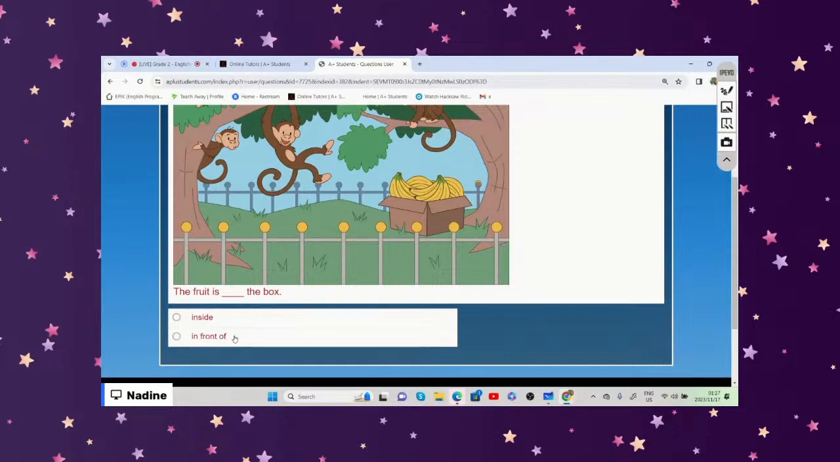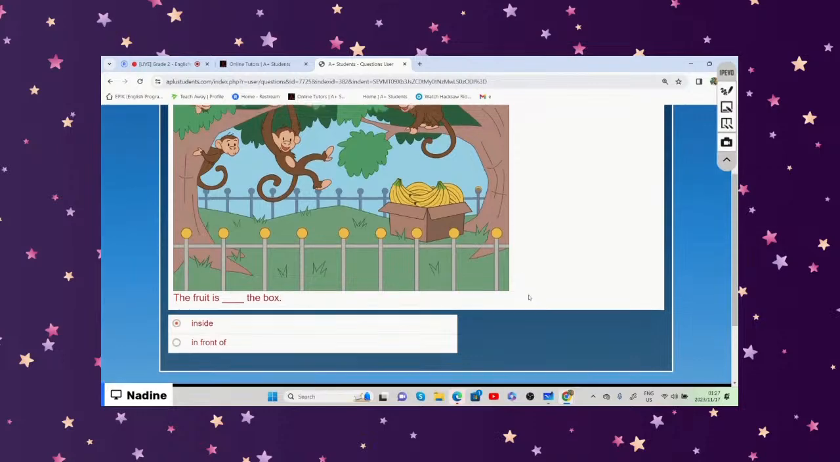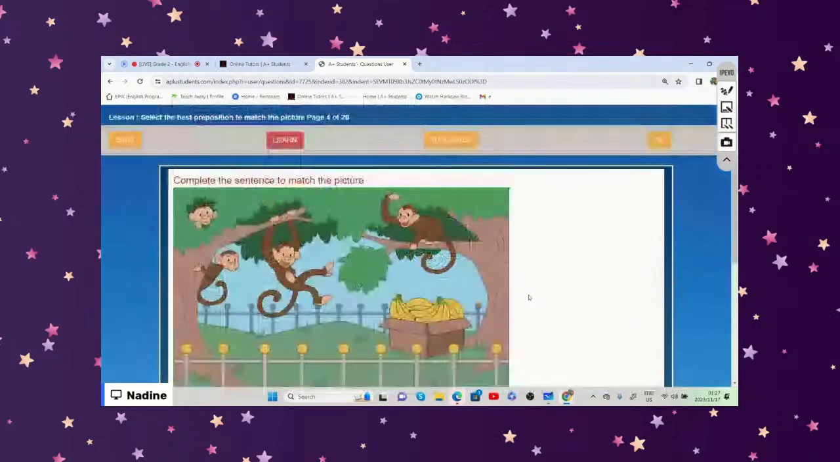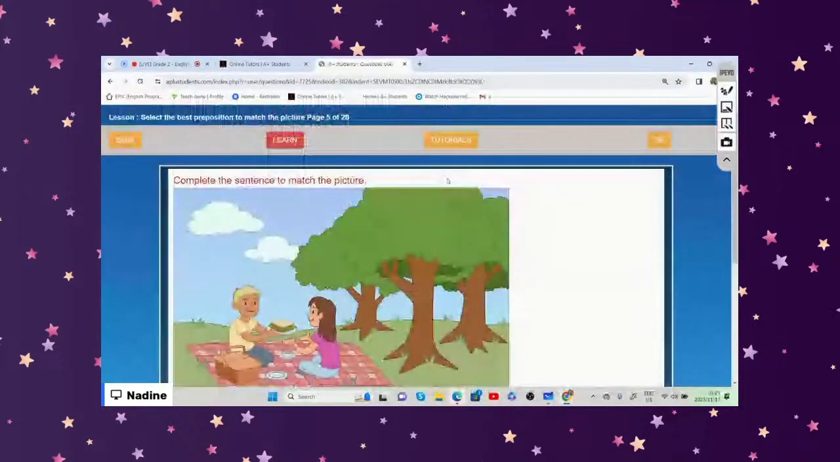All right, so we can say the fruit or the bananas are, sorry, inside of the box. So it's inside, right? Because there we have a box and we can see that the bananas are inside of that box. And inside is correct, so well done.